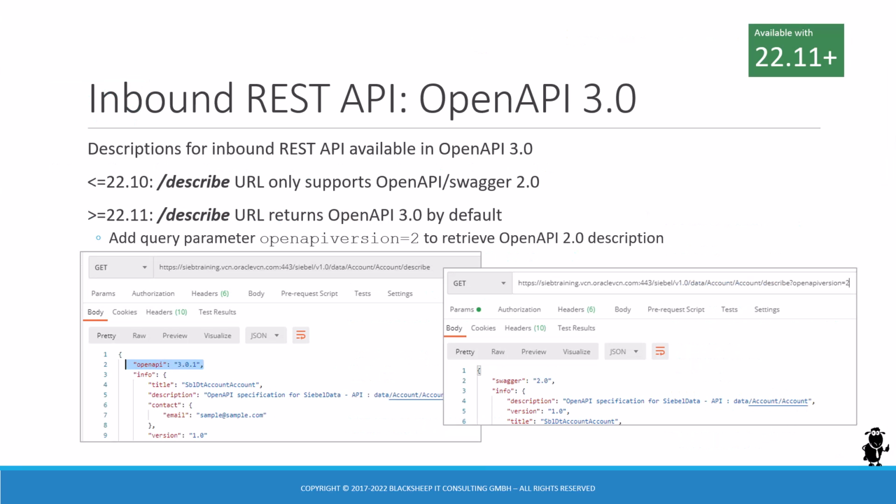And in November, we got the support for OpenAPI 3.0 for the inbound REST API. So when you use those describe URLs, you now get an OpenAPI 3.0 document.